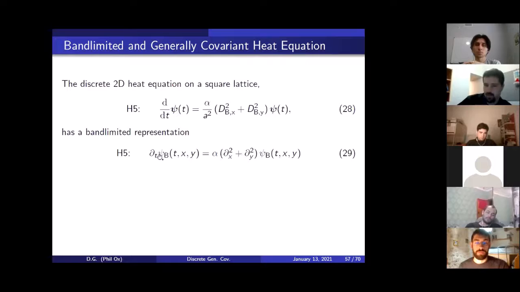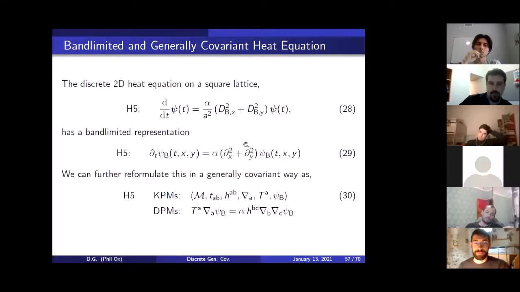We could put 29 on a hexagonal lattice, and it would come out something like 28, but with different operators here, right? And we can further reformulate 29 in a generally covariant way, like I showed you how to write down the heat equation in a generally covariant way before. Now let's do that same thing. We have here a manifold, a metric in time, a metric in space, a derivative, and a time-like vector field, and then psi just gets a subscript b here. And the dynamical equations for this are just the same as before, except with these subscript b's on them.